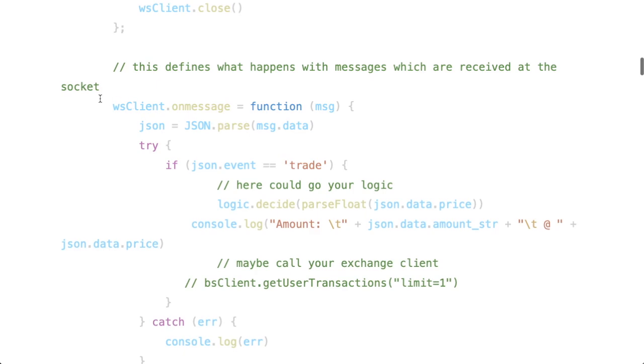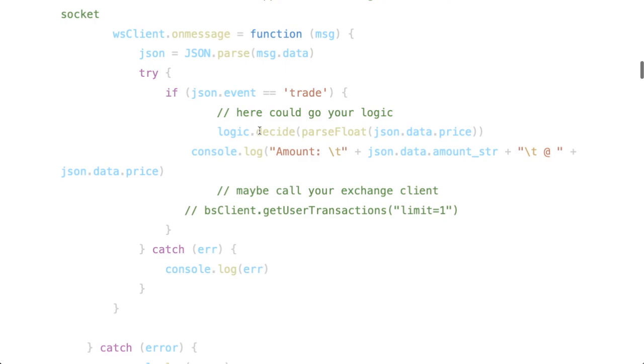Messages come in, and we again have an event handler on message every time such a message is coming in. I'm parsing it, I'm checking if it's really a trade, and I'm doing something with it. Here in the example, you can see I will call my logic. That's the third part of our introduction to creating a trading bot: do something with the price, either sell or buy more or whatever.